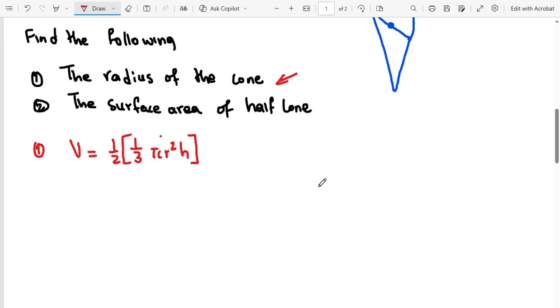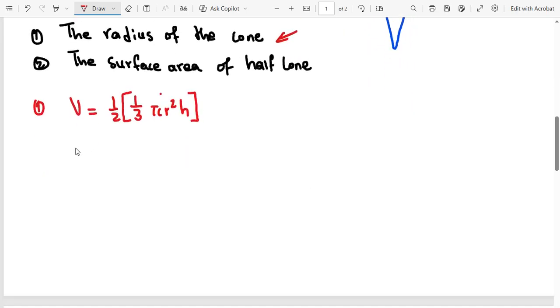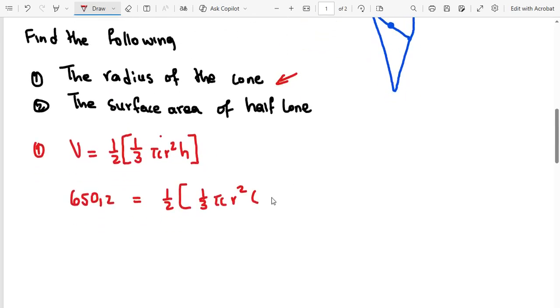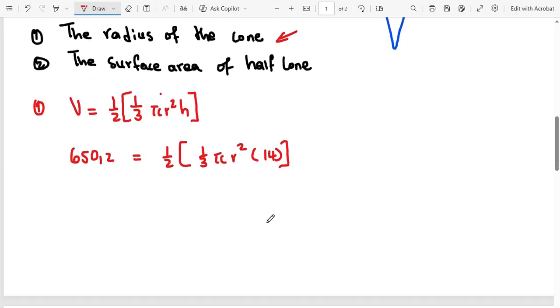Calculate the radius. So to calculate the radius, I'm going to say my volume is given as 650.2. Equate this to half of 1 over 3 pi. Do we know r? Nope. This is what we are looking for. But do we know the height? Yes, the height was given as 14 centimeter. Let me substitute 14. So now the aim is to isolate everything and leave r this side.